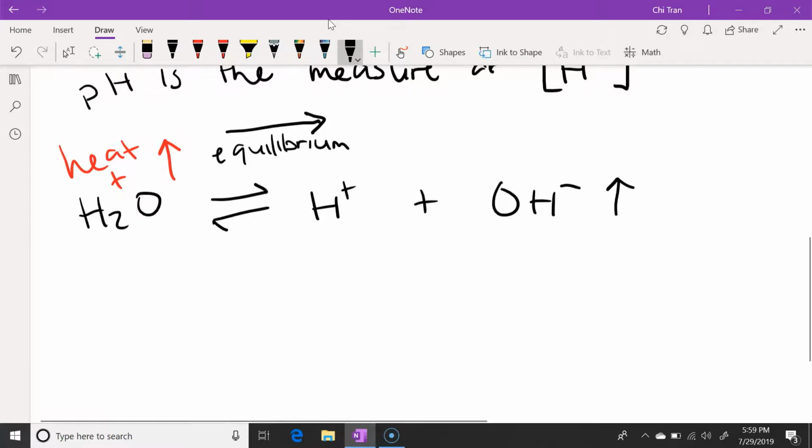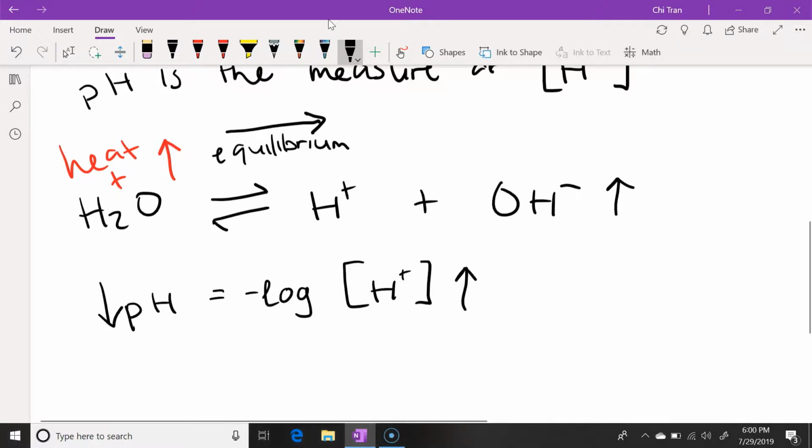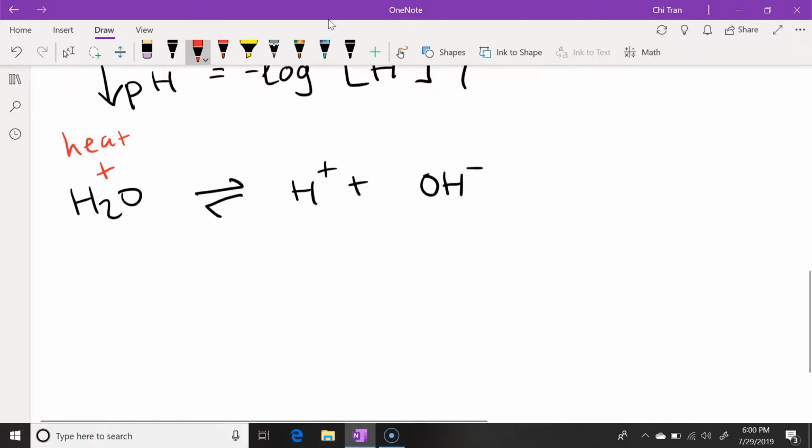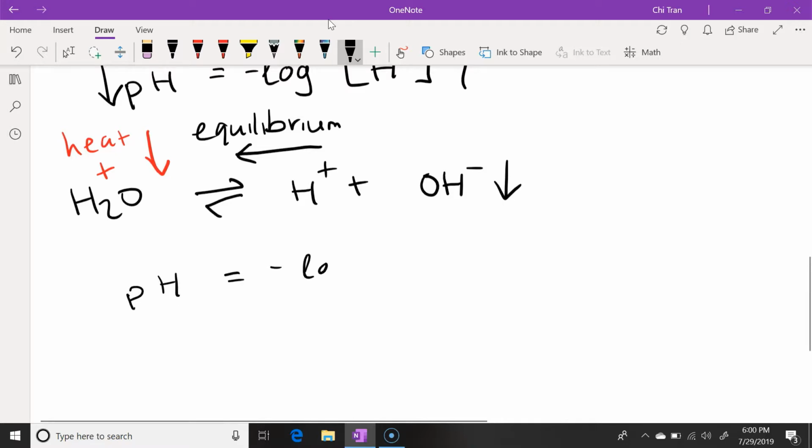And remember, the relationship of pH and H plus concentration is pH equal to the negative log of H plus concentration. So if H plus concentration were to increase, the pH would decrease. Different scenario where we have a decrease in temperature, the equilibrium would actually shift to the left. So there is a decrease in products. And so again, if we were to look at the same relationship, if H plus concentration were to decrease, then pH increases.